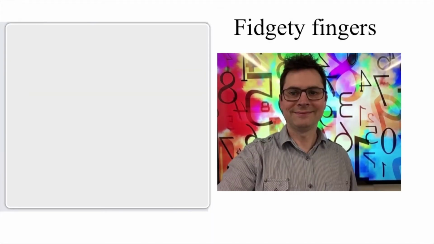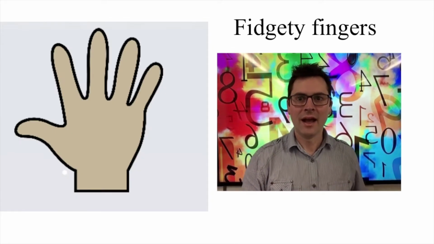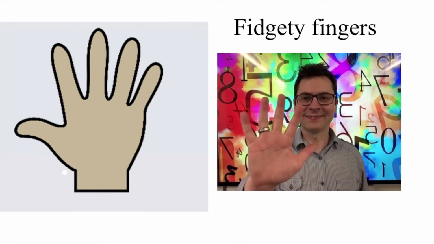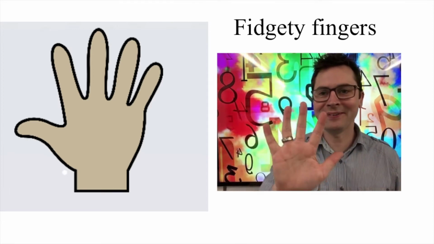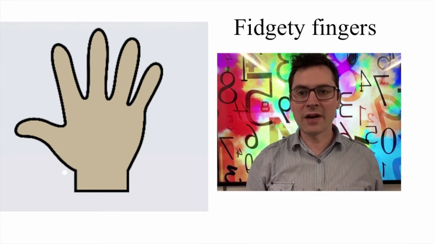You ready? Steady. Fidgety, fidgety fingers, go. Brill. What do you see? 5. This is an easy one, isn't it? 5 fingers. Fantastic, great job.